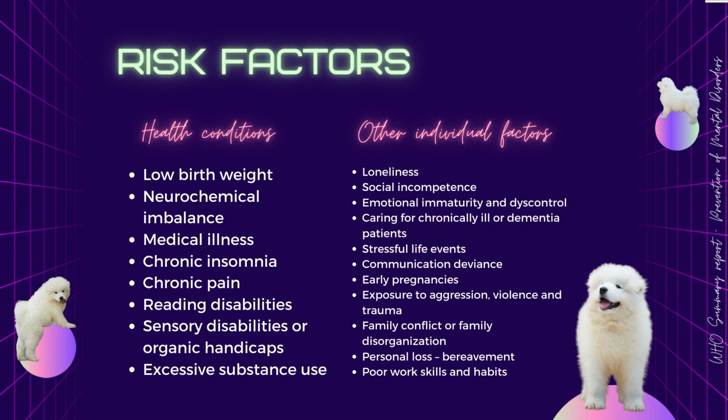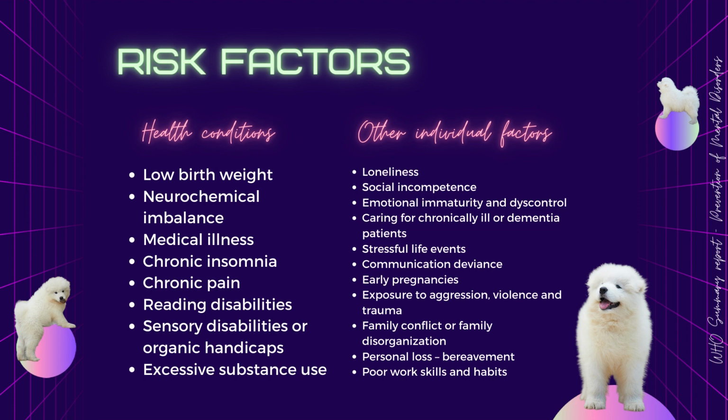The next step is assessing the risk factors, and the number of these risk factors is huge. So we'll try to group them into 5 small groups and try to cover them briefly. So the first group is health conditions. This includes something that can't be changed, for example, excessive substance use, low birth weight, neurochemical imbalance of the patients, and medical illnesses, chronic disabilities, etc.